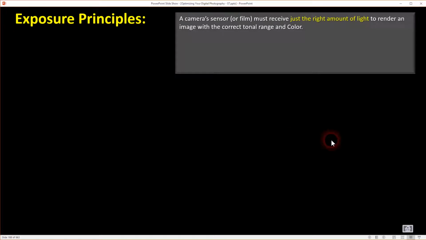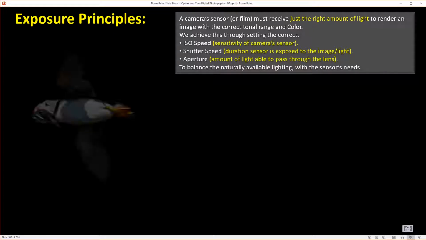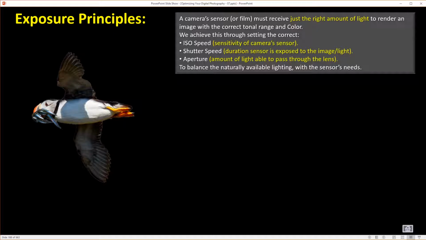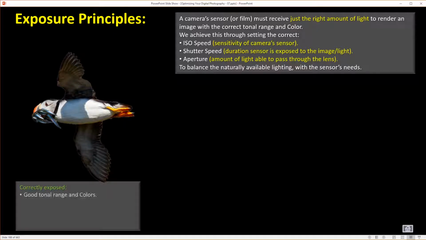So the camera sensor must receive just the right amount of light in order to capture the correct tonal and color range. We achieve it by setting the correct ISO, shutter speed and aperture, which we've already covered in previous videos, to balance the naturally available light. Okay, so taking a picture of the puffin here, that looks correctly exposed, which means that it's got a good tonal range and the colours look okay.